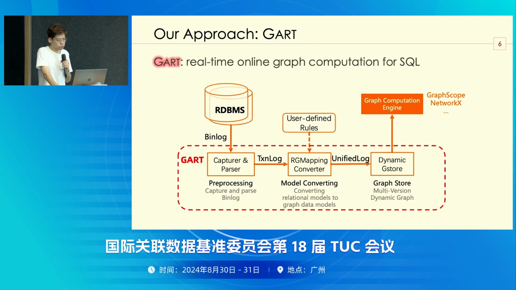So our approach is to use a middleware called GART. It is used for real-time online graph computation for SQL. It bridges RDBMS with graph computation engines such as GraphScope or NetworkX. And users can submit OLTP queries or graph computation queries on the specific engines.